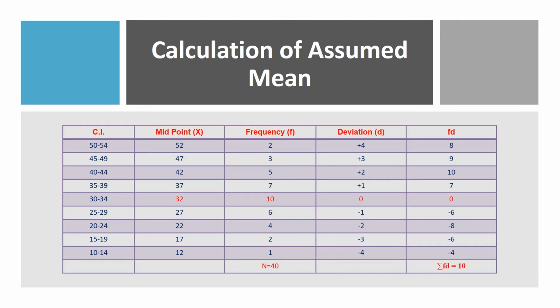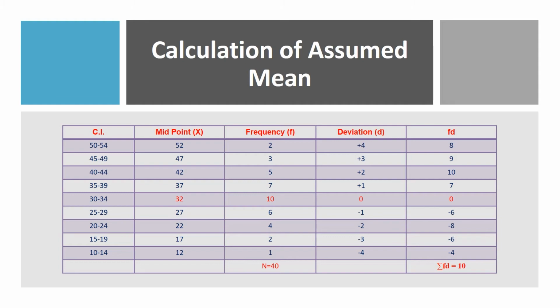As per this step, this is your assumed class, because the class having the highest frequency will be the assumed class. So, 30 to 34 is the assumed class, and the midpoint of the assumed class will be the assumed mean. So, by using the assumed mean, you have to reach the real mean. And further, to calculate the deviation, the deviation of the assumed mean class is always 0, because the formula that I have already said for calculating deviation is midpoint of the class minus assumed mean divided by the size of the class.